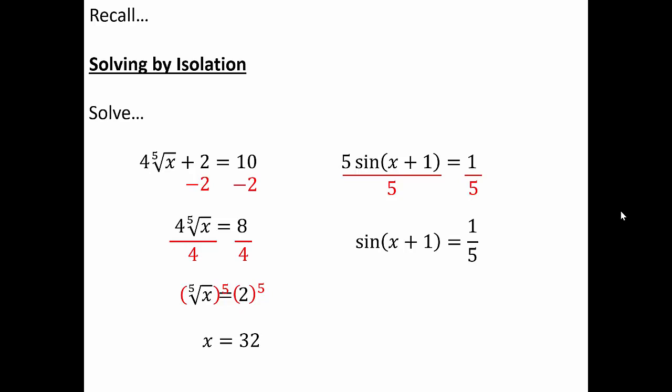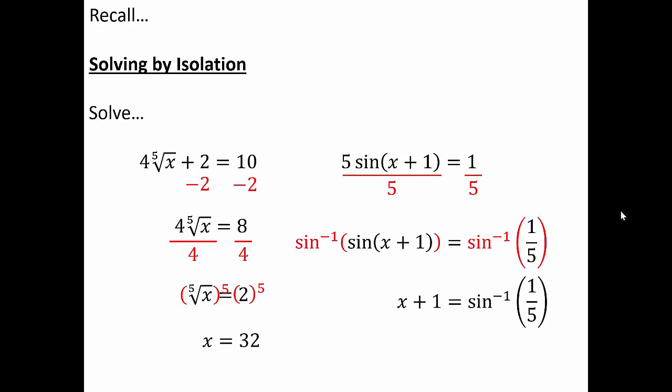The next outermost operation is sine, so I'll undo the sine using the inverse of sine, which is called inverse sine. I will take the inverse sine of both sides. That cancels out the sine on the left. We're left with x plus 1 equals the inverse sine of 1/5, and then I get rid of the plus 1 by subtracting 1 from both sides. Note that I'm not subtracting 1 from 1/5, I'm subtracting 1 from the right side. I'm subtracting 1 from inverse sine of 1/5. So x equals the inverse sine of 1/5 minus 1.